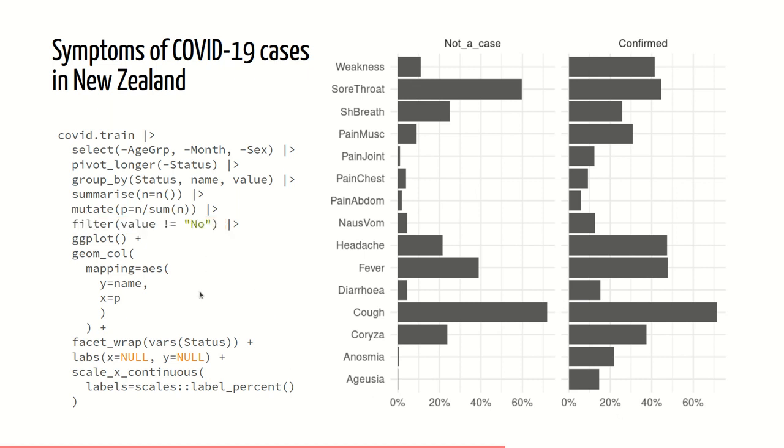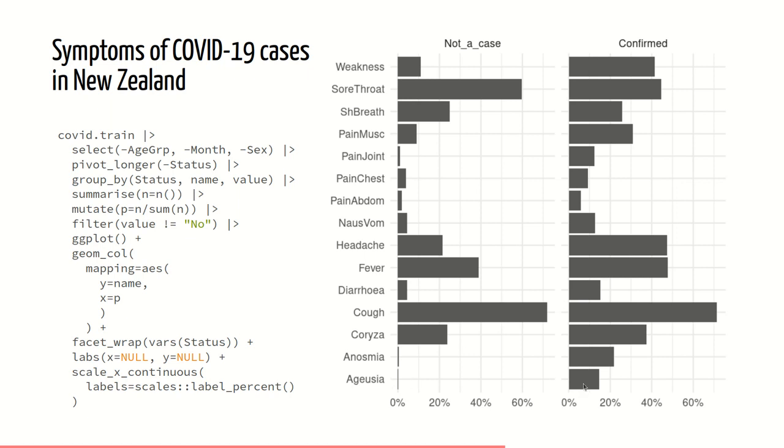So you can see here that there's a difference in the pattern, right? Those that were confirmed tended to say yes to multiple symptoms. Yes, they had a cough, yes, they had a fever, yes, they had a headache, yes, they had a sore throat and weakness, and so on. Whereas those that were not a case tended to have a cough and a sore throat and perhaps a fever, but fewer of them had some of the other symptoms. In particular, these last two, anosmia and ageusia. I don't know if I'm saying those correctly, but anosmia is basically the lack of sense of smell, and ageusia is the lack of sense of taste.